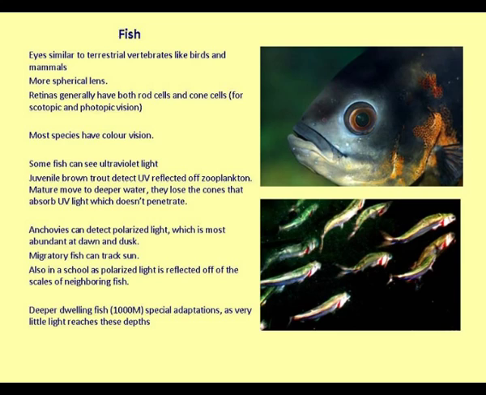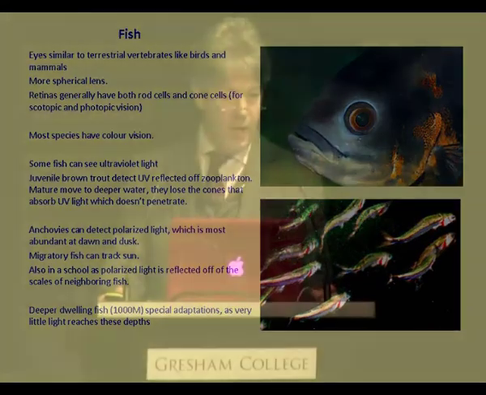For example, juvenile brown trout see ultraviolet light reflected off the zooplankton that's their food. But when they mature and become an adult and they're going to eat different things, they lose those cones. They don't need them anymore, and there's no point having them cluttering up your retina, and they don't see the UV light, which doesn't penetrate so well into the zone where they live, in the murky waters.